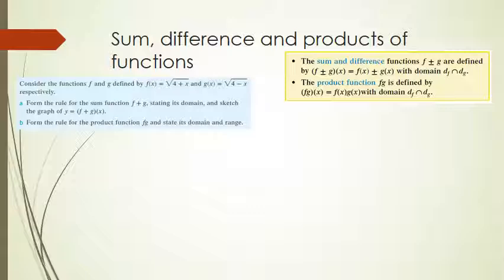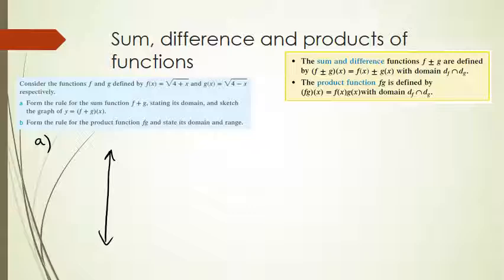So consider the functions f and g defined by f of x equals the square root of 4 plus x, and g of x equals the square root of 4 minus x respectively. Form the rule of the sum of the functions, f plus g, setting its domain, and sketch a graph.